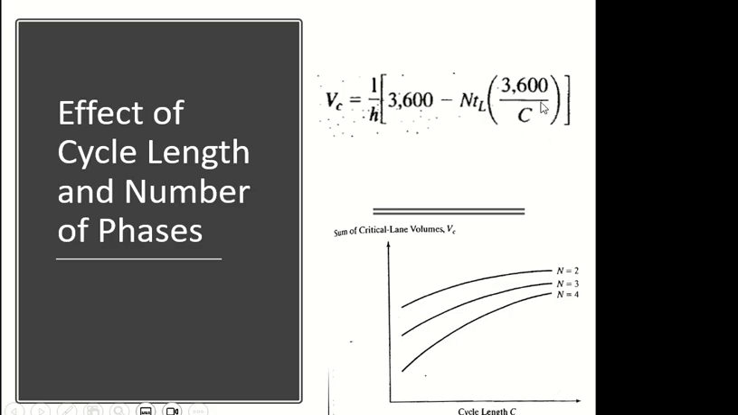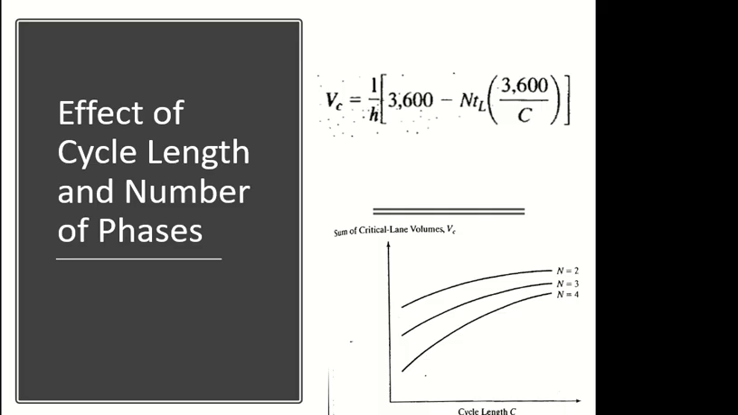Now look at the cycle length, see here, and you see the reverse relationship. When I increase the cycle length, Vc also increases because C is in the denominator of a negative term. So there are two rules we get from here. If you increase the number of phases, your capacity will decrease. Why? Because each phase has lost time. So if you have 3 phases, you have lost time 3 times. If you have 4 phases, you are repeating the lost time 4 times, and so on and so forth.